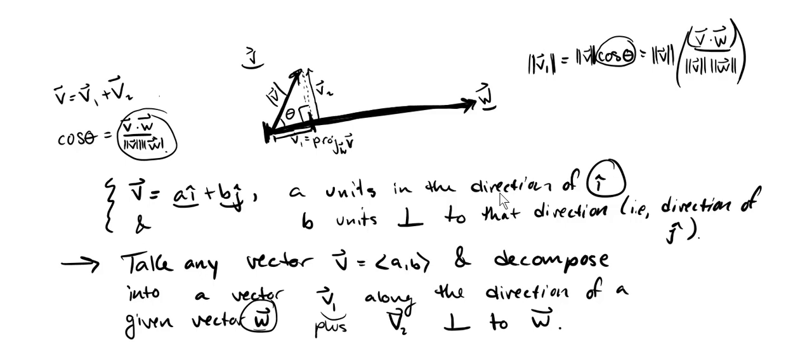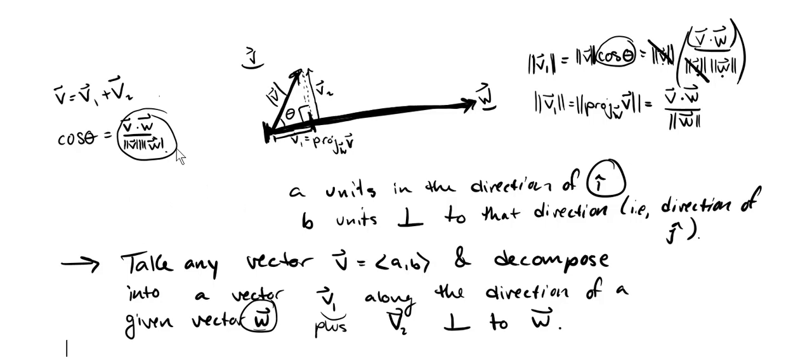v dot w, that's a scalar. Both these magnitudes down here, those are scalars. We can cancel that magnitude of v. So finally, we get that the length of v1, which is just the projection vector of v on the direction of w, is v dot w over magnitude w. Sometimes you'll hear this called the scalar component of v in the direction of w. I don't think our book uses that language though.